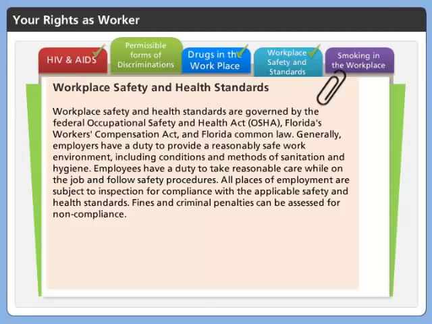All places of employment are subject to inspection for compliance with the applicable safety and health standards. Fines and criminal penalties can be assessed for noncompliance.